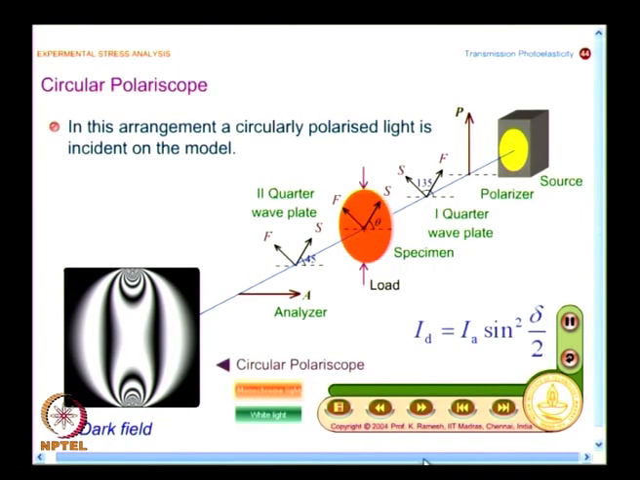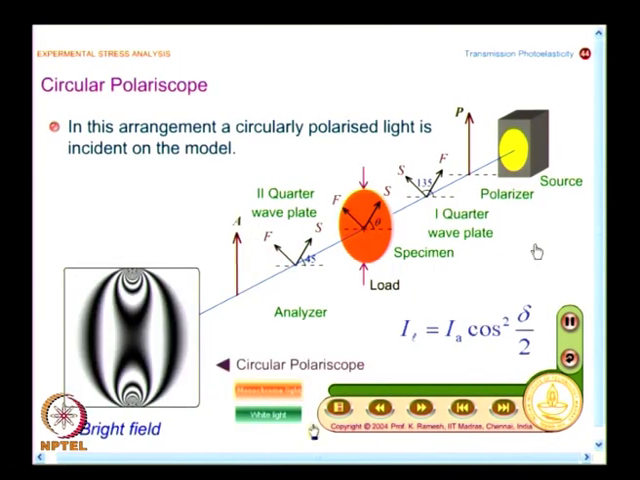Now, what we will do is look at what a circular polariscope is. I have the optical diagram here, and let us see what all the elements are. I have the light source. After the light source, I put a polarizer, then I put a quarter wave plate which is oriented at 135 degrees. Then I put a model which is loaded. After the model, I put a second quarter wave plate, and this quarter wave plate is kept at 45 degrees. Then I put an analyzer.